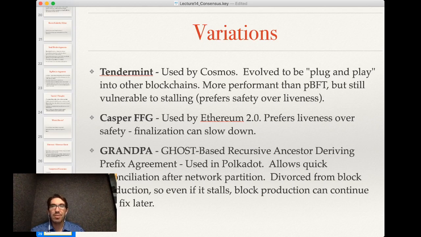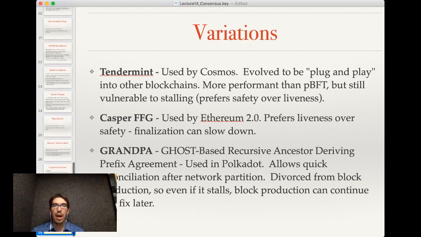Grandpa, GHOST-based recursive ancestor deriving prefix agreement, is used in Polkadot, which has a few interesting features past PBFT. It's based on Casper, but it allows very quick reconciliation after network partition. So if a large number of nodes drops off, then it can very quickly get back up to speed in finalizing blocks. And it's divorced from block production. So you can use any block production mechanism, proof of stake, proof of work, whatever. And even if it stalls, since it's divorced from the actual block production, block production can continue until the situation is fixed, enough nodes have come back online, etc., and can continue from there. So it sort of gives you the best of both worlds, but at the cost of quite a bit of complexity.